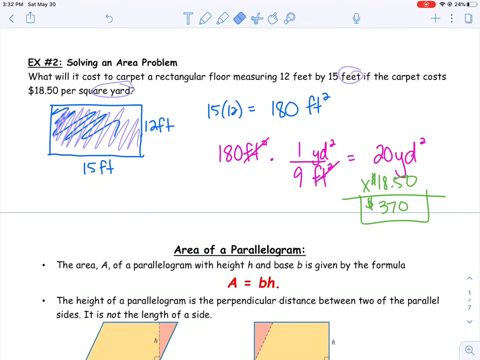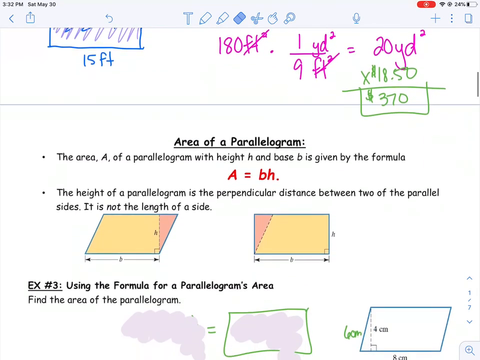Couple of different things here. You've got area, you've got a little bit of conversion, and then you've got to convert it into a dollar amount. Okay, kind of a good example of all different types of things we've been talking about and combining all of them.